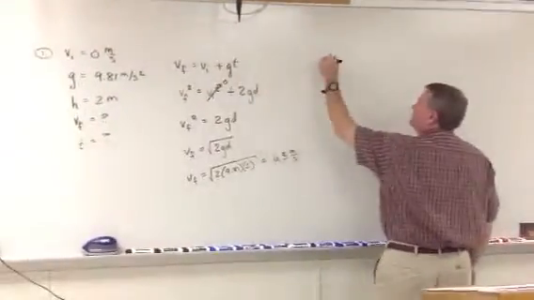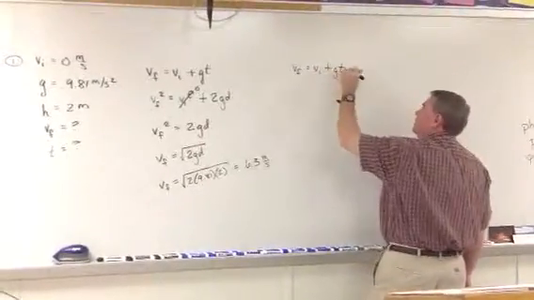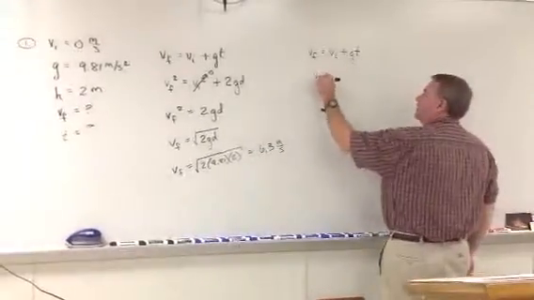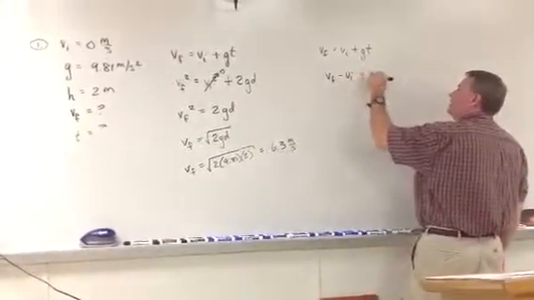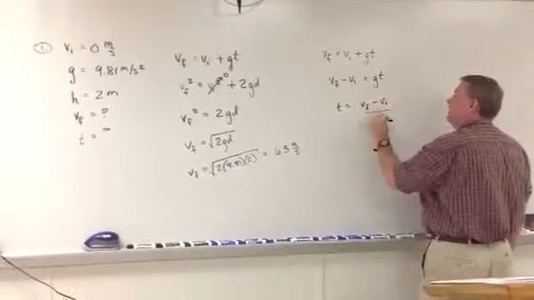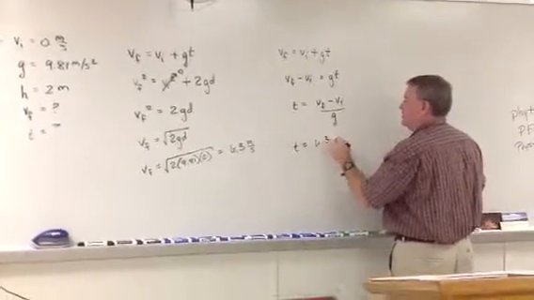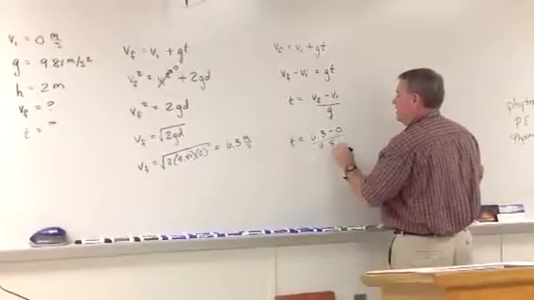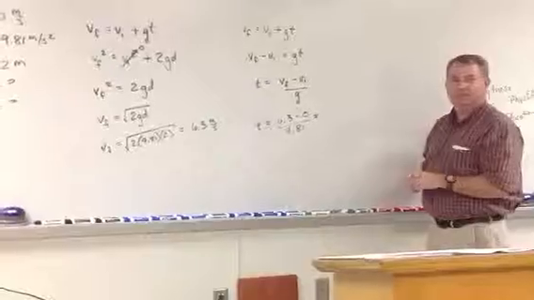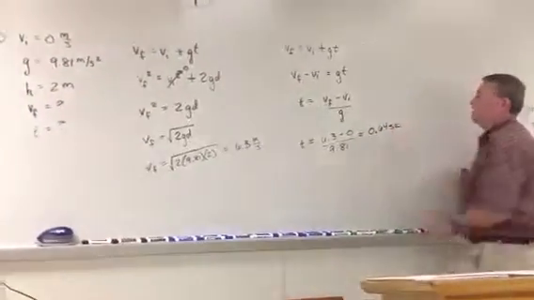We take this equation, VF is equal to VI plus GT, and now we know VF, so we can solve for time. VF minus VI is equal to GT, so time is going to be equal to VF minus VI divided by G, and so time will be equal to 6.3 minus 0 over 9.81. 6.3 divided by 9.81 is 0.64. Alright, so we're going to write 0.64 seconds, and that's number 1.